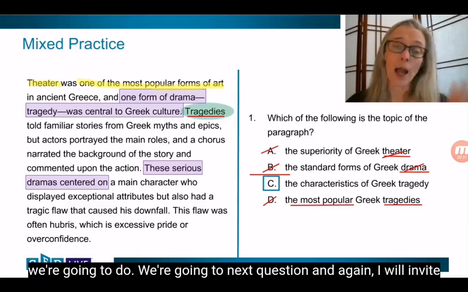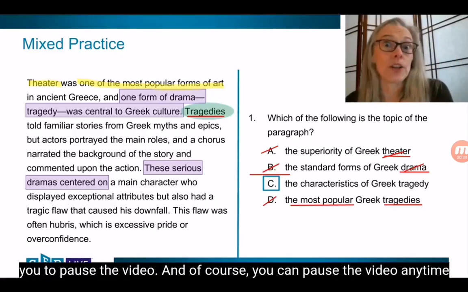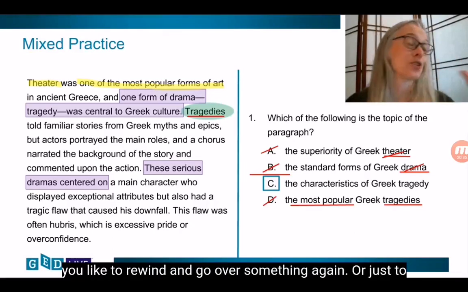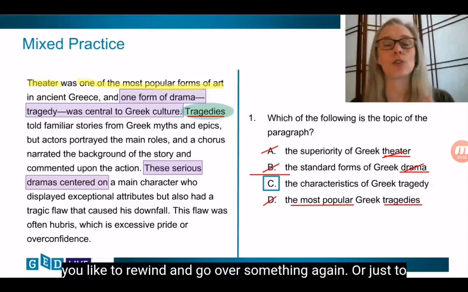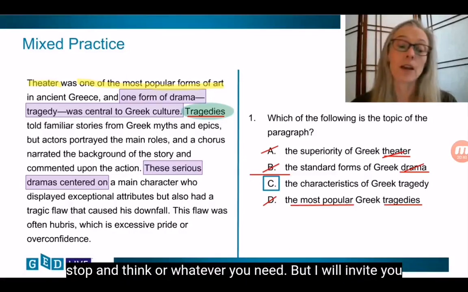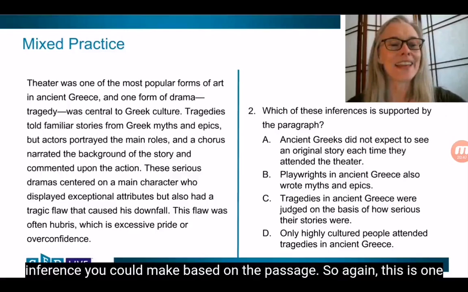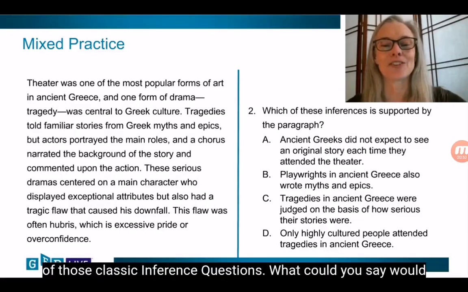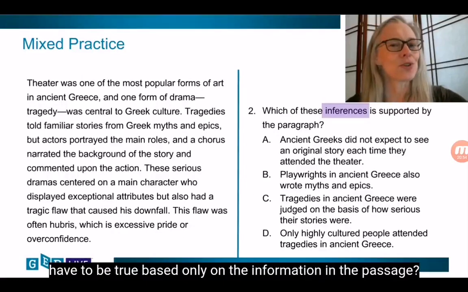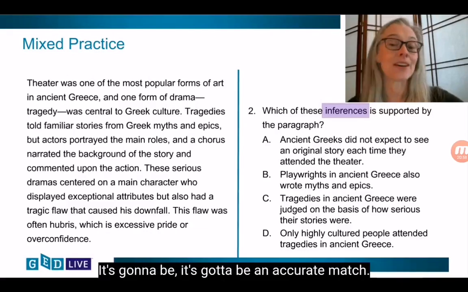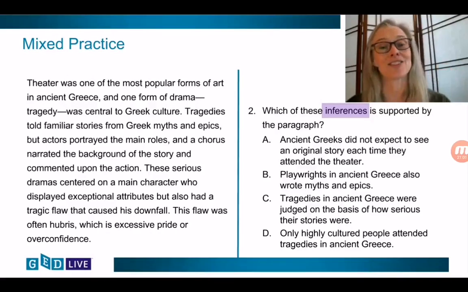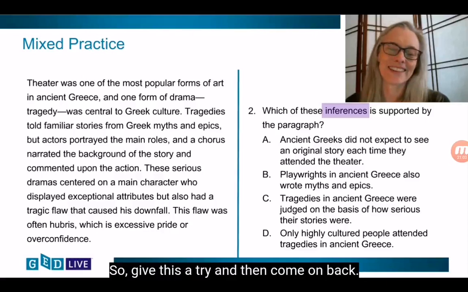And again, I will invite you to pause the video. And of course, you can pause the video anytime you like to rewind and go over something again, or just to stop and think, or whatever you need. But I will invite you to stop the video here and think through what kind of inference you could make based on the passage, right? So again, this is one of those classic inference questions. What could you say would have to be true based only on the information in the passage? It's got to be an accurate match. So give this a try and then come on back.